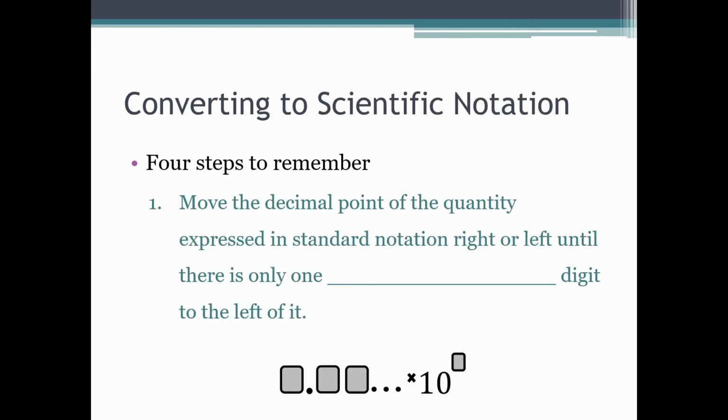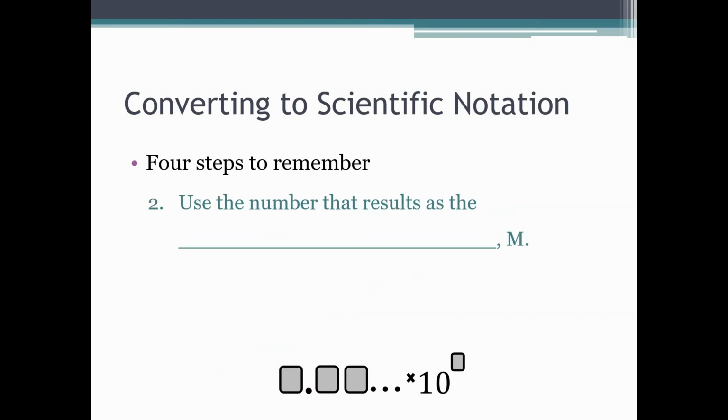When you are converting to scientific notation, there are 4 steps to remember. The first step is to move the decimal point of the quantity expressed in standard notation right or left until there is only one non-zero digit to the left of it. So you're going to move your decimal point around until it is just to the right of exactly one non-zero digit. Remember, non-zero is 1 through 9, any digit that's not 0. That's step 1. Step 2 is to use the number that results as the coefficient.